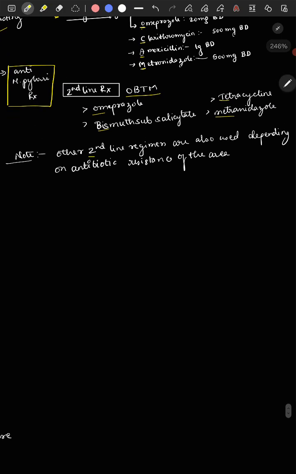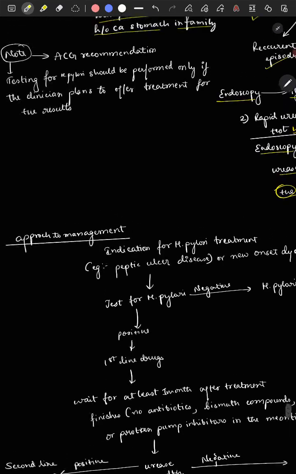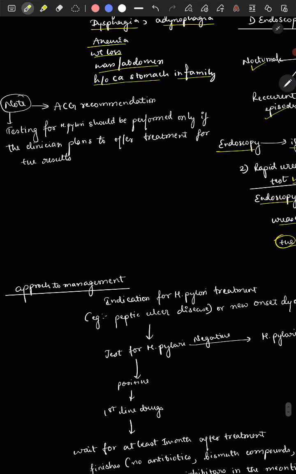Note: other second line regimens are also used depending on antibiotic resistance of the area. Note: ACG recommendation is that testing for H. pylori should be performed only if the clinician plans to offer treatment for the positive results.